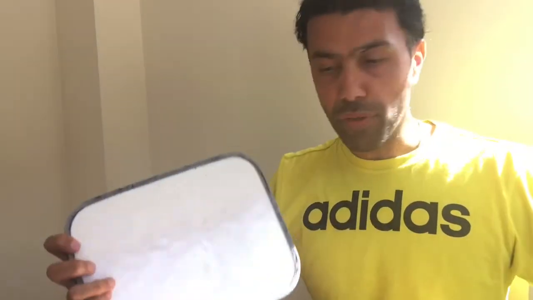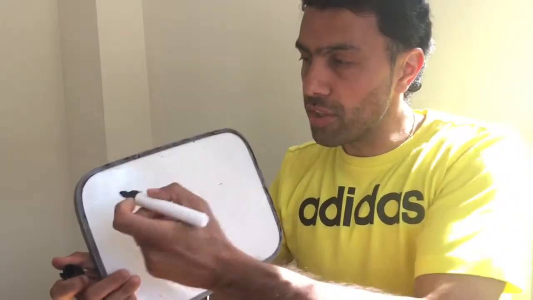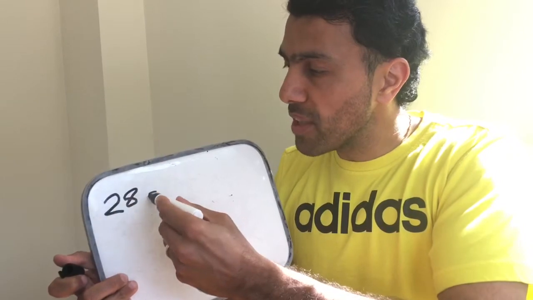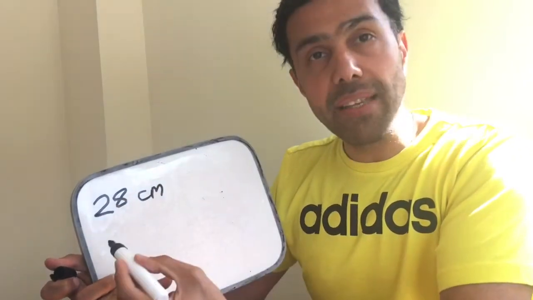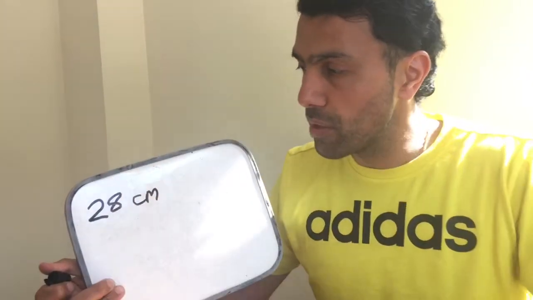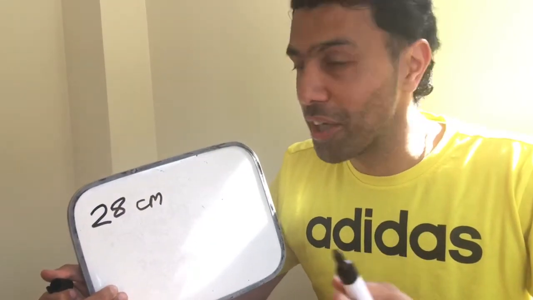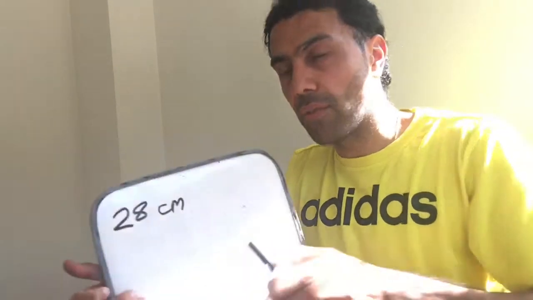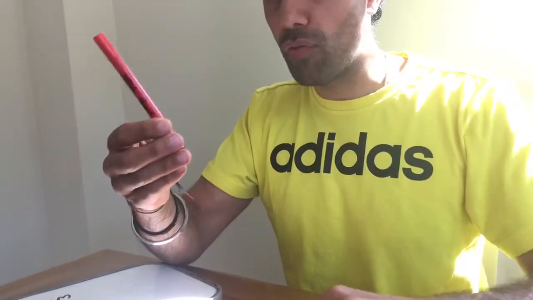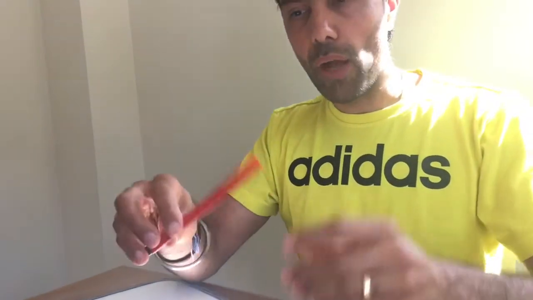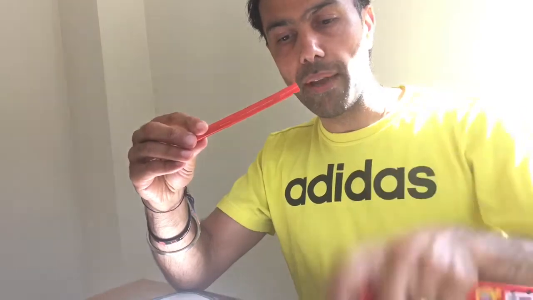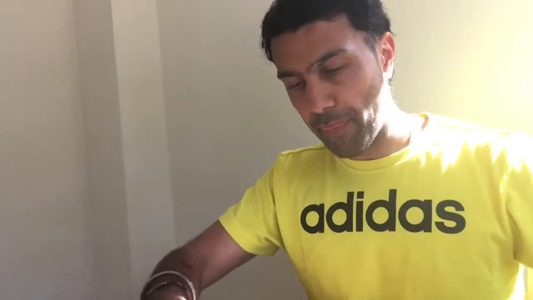Okay, and let me just write that down. So this whiteboard was 28, and if I write cm, that is short for centimeters. So the whiteboard was 28 centimeters. Let's try to measure something else. Okay, I've got a pencil or a pen, a red pen. I want to measure how long this is. So I know I can use my smaller ruler. So let's try to measure that.